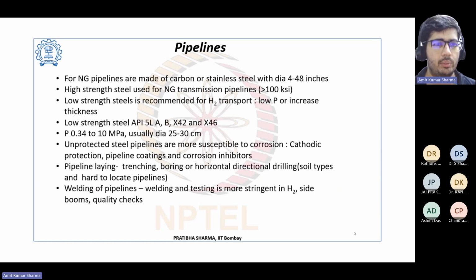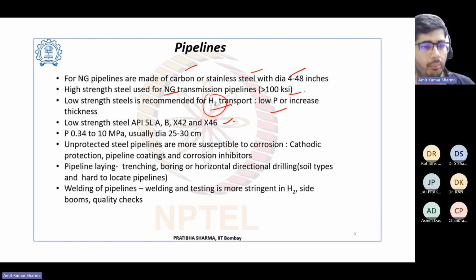The natural gas pipeline is made of carbon or stainless steel with diameter 4 to 48 inches, and high strength steel greater than 100 KSI is used for energy transmission pipeline. Low strength steel is recommended for H2 transport because for high strength steel there will be a hydrogen embrittlement issue. Low strength steel examples are API 5L Grade A, B, X42 and X46. Pressure is 0.34 to 10 megapascal, diameter 25 to 30 centimeter.